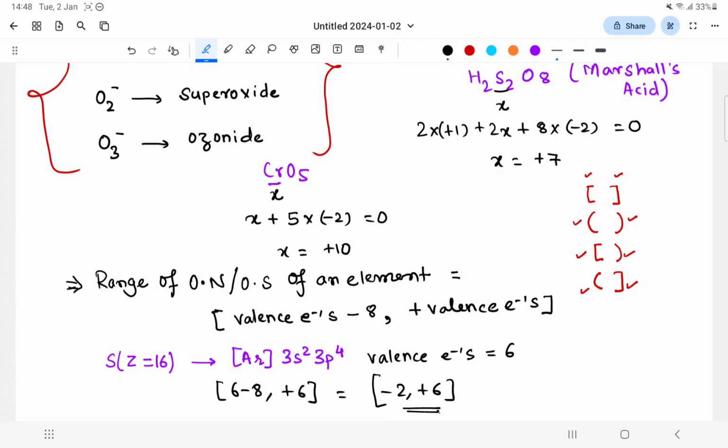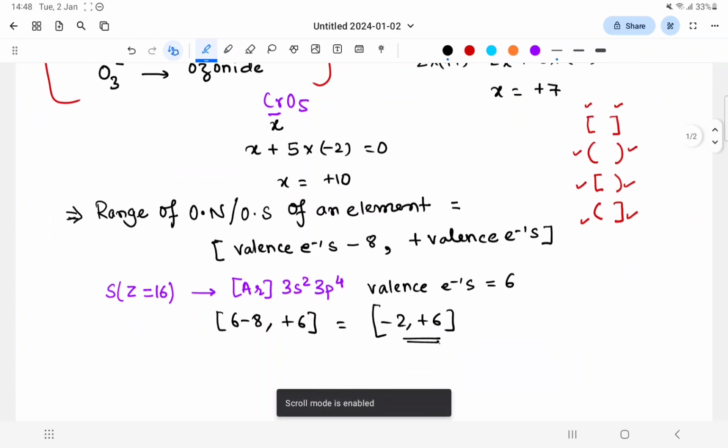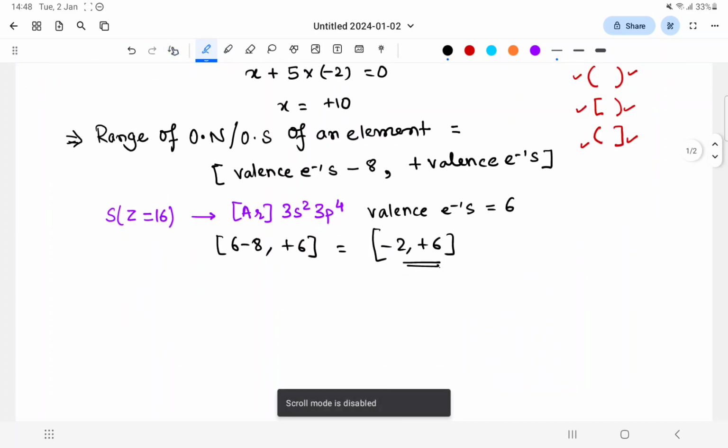Similarly, if you are aware about chromium, if you are aware about the exceptional configuration of chromium, I hope everyone would have heard about the topic, which is a very important topic for class 11th, second chapter, that is structure of atom, when you would have read about the different quantum values. Your trainer or faculty would have told you about that. So chromium also, if you calculate the oxidation number, guys, that is Z equals 24.